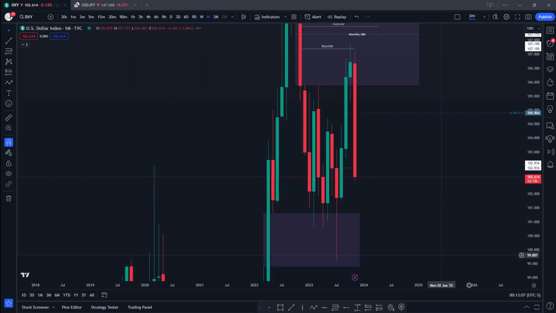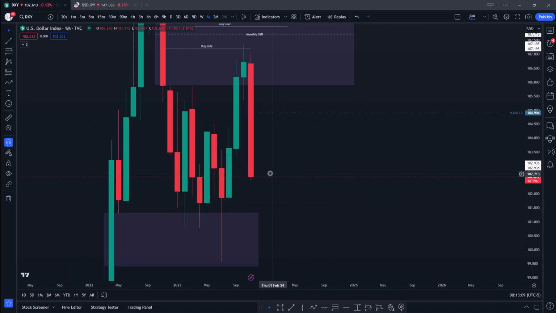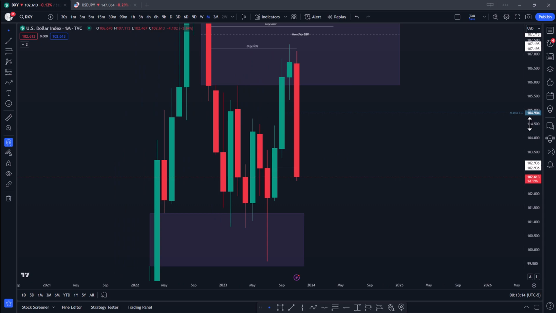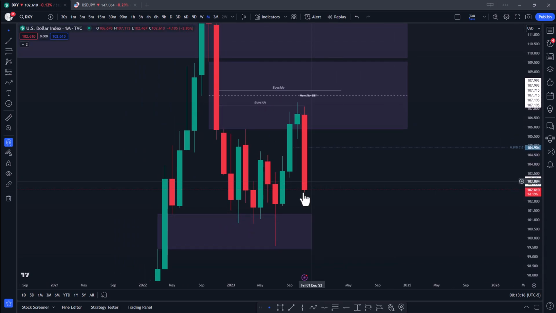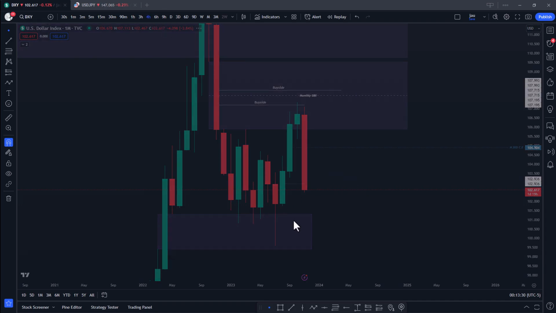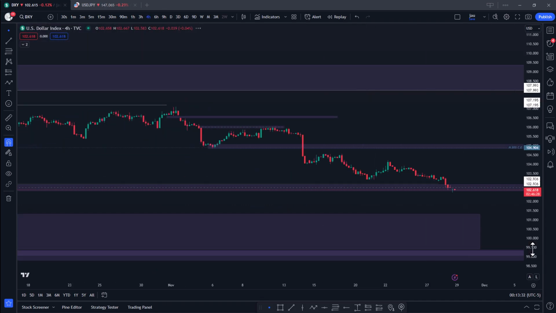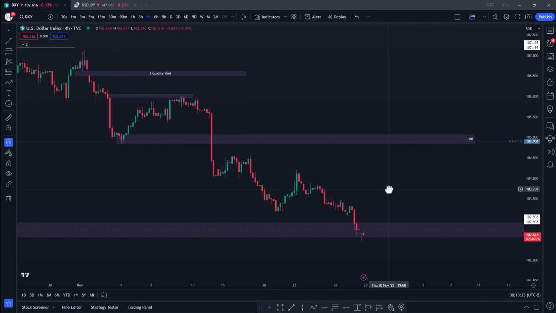And we should not forget that we are left with 1 day for this monthly candle to close, and I don't think they would leave it without a tail of some sort. I think we might get some sort of retracement before the monthly candle closes, so I'm paying attention to this as well. But our high time frame objective has been reached here, and what am I looking for next?